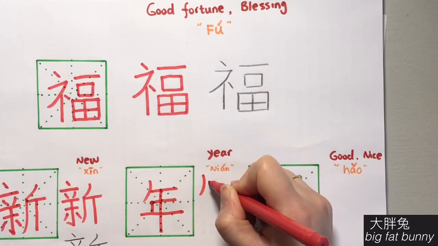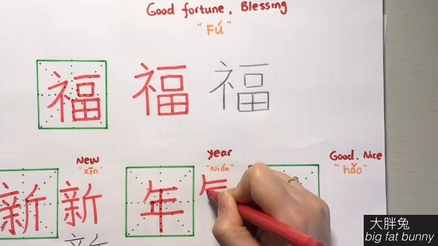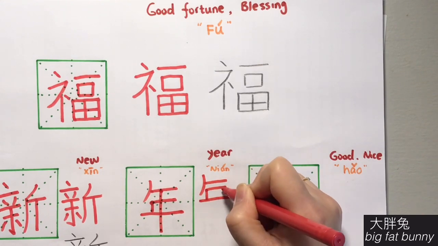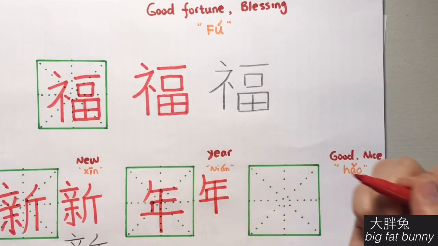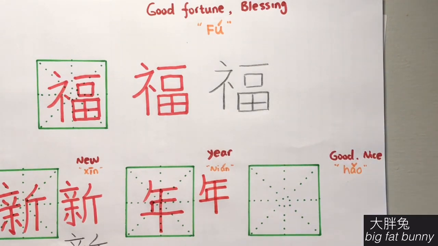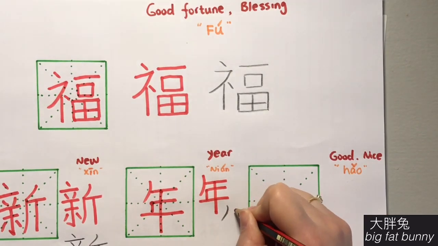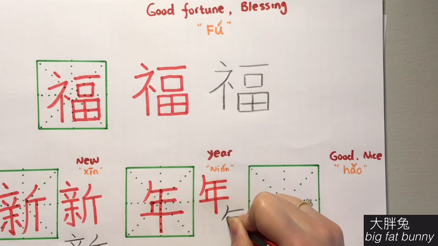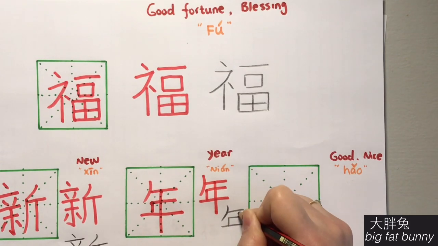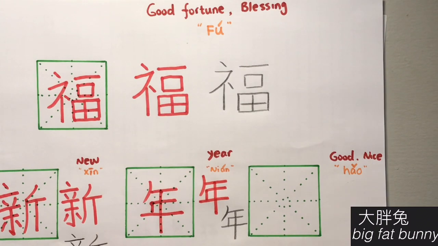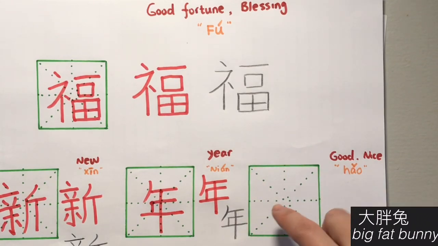I'm writing in pencil again. Nian, yeah. Then the last one, which is also very popular because hello in Chinese has this one. 好 means nice and good.